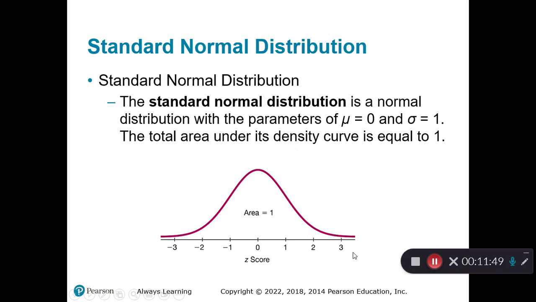Let's revisit some of the important characteristics of the standard normal distribution. The standard normal distribution is bell-shaped. It has a mean equal to 0 and a standard deviation equal to 1.